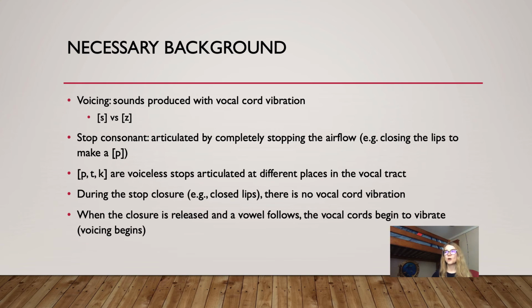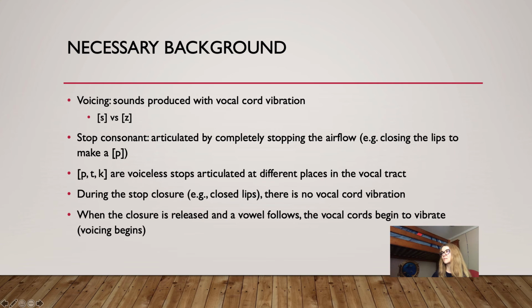Okay, so a stop consonant is articulated by completely stopping the airflow, like I just did for the P. P, T, and K are the voiceless stops articulated in different places. One is with the lips, one is with the tongue tip and the alveolar ridge, that bumpy ridge behind your upper teeth, and the K is with the back of the tongue up towards your soft palate. During the stop closure itself, there's no vocal cord vibration. And when you release it and then a vowel follows, then voicing begins.